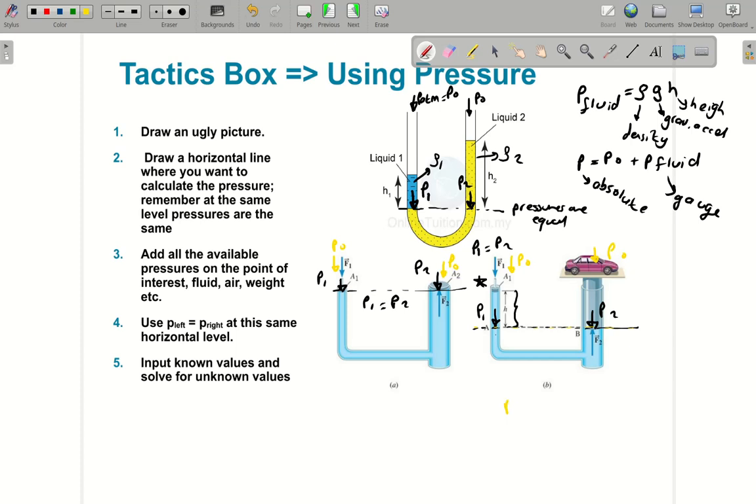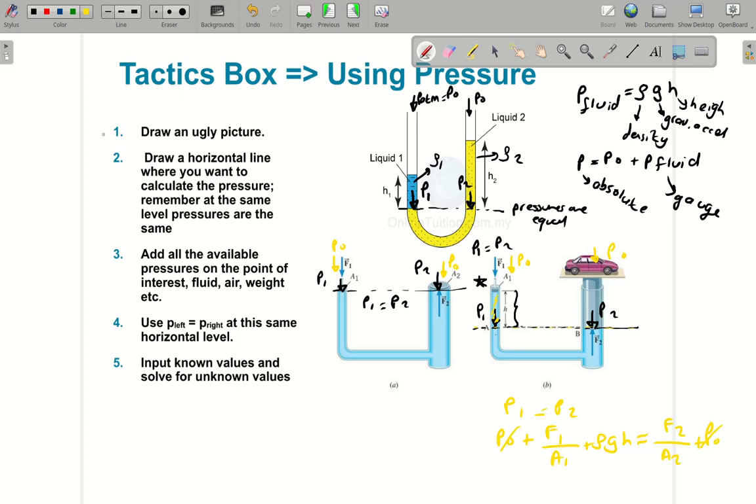So this level, I'll say P1 is equal to P2. Then I'll calculate the P1 in total. I have P0, air pressure, plus F1 over A1, plus rho GH here, a little bit of fluid pressure, all added at this level, will be equal to P2, which is F2 over A2, sorry, plus P0. And from both sides, I can subtract P0. This guy will go away. And then I'll solve what is unknown.